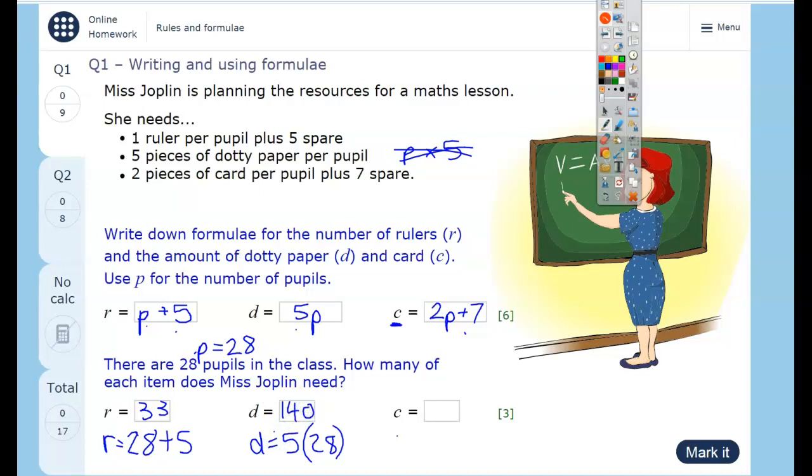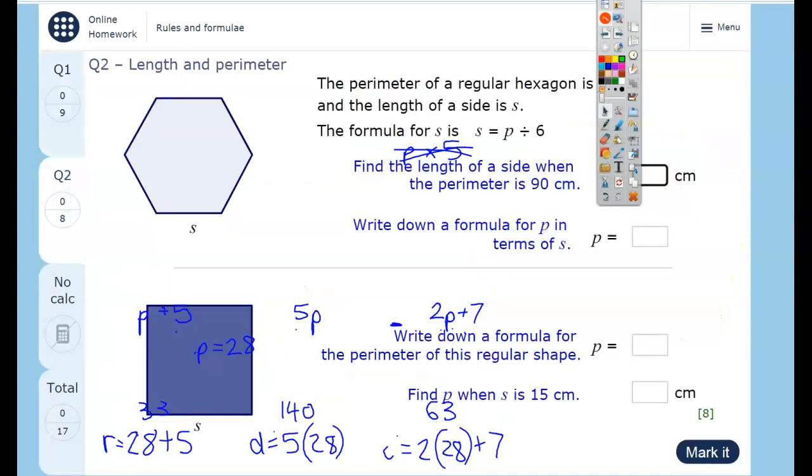And lastly, we're going to have the number of pieces of card is equal to 2 times the number of pupils, 2 times 28, and then add 7. 2 times 28 is 56. 56 add 7 is 63. So that's how we do that first part. On to the second part.